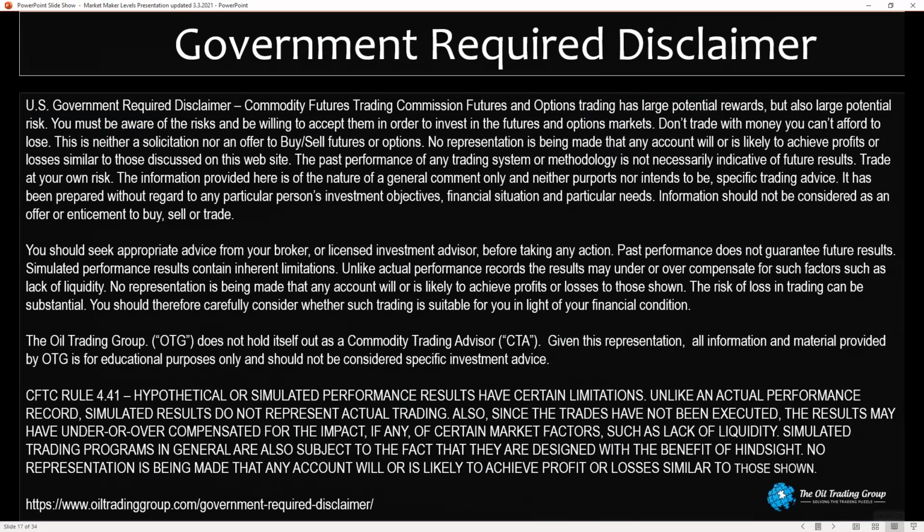All right. So moving on here. Before we go any further, I need to tell you the government requires us to tell you a few things here, right? We all know that. The CFTC wants you to know that options and futures trading has large potential rewards, but also potential risk.